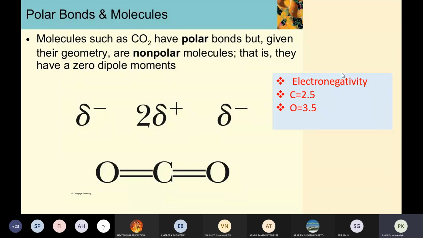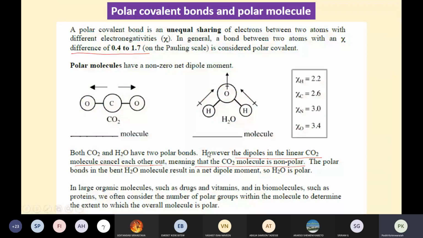And in case of carbon dioxide, you can see here, the electronegativity of the carbon is 2.5, the electronegativity of the oxygen is 3.5, but since it is a linear molecule, the dipole becomes 0, so as a result it shows the non-polar nature.